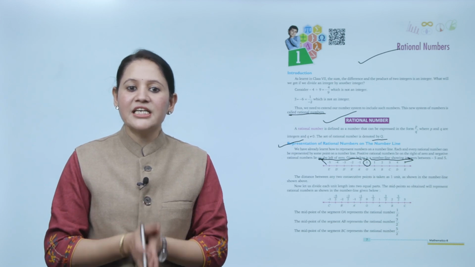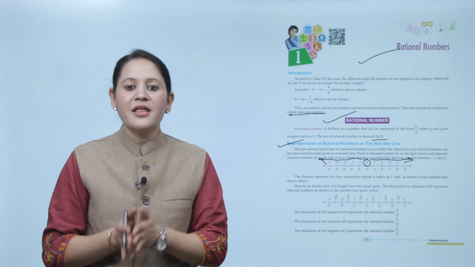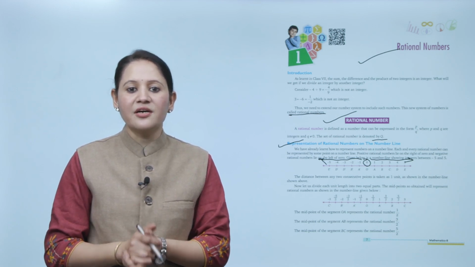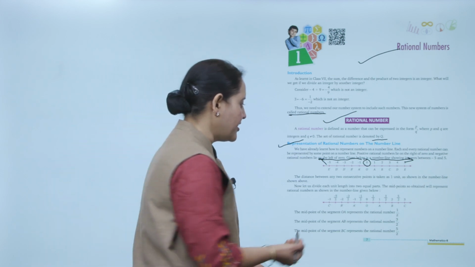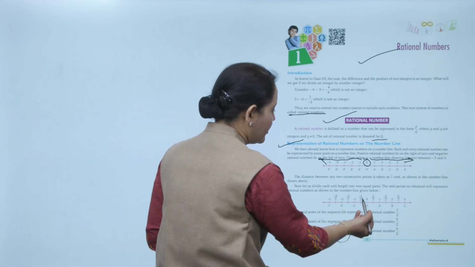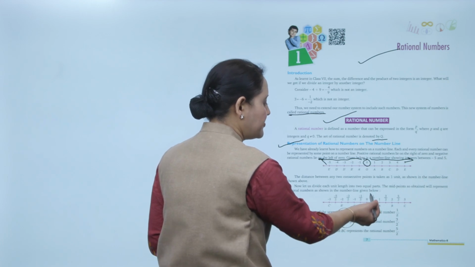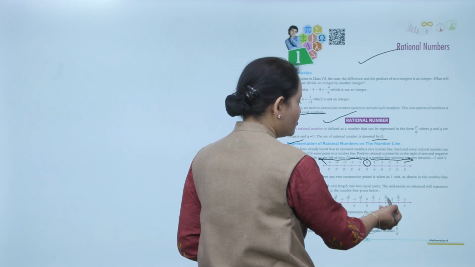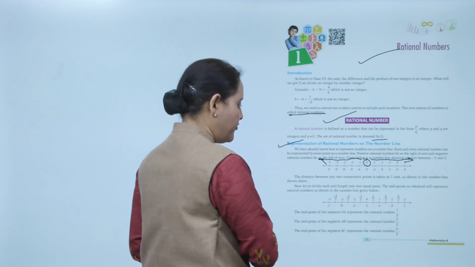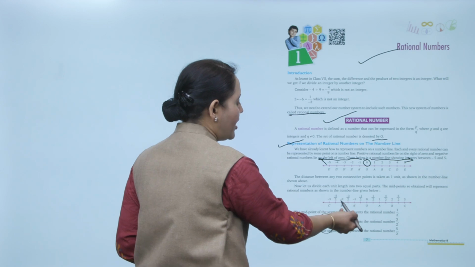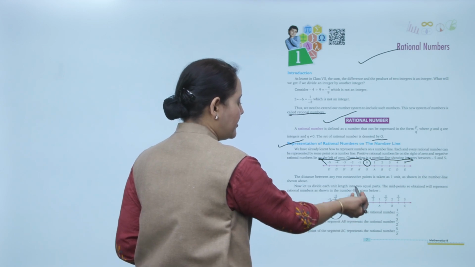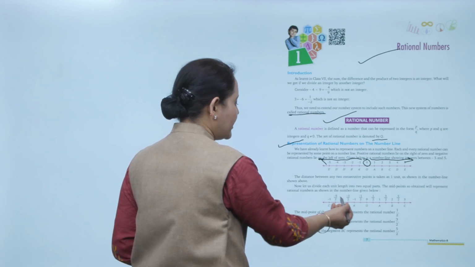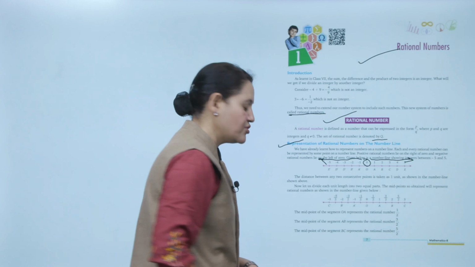Now let us divide each unit length into two equal parts. The midpoints so obtained will represent rational numbers as shown in the number line given below. Like here, it is 0. So, the point exactly between 0 and 1 will represent 1 by 2. Between 1 and 2, that is 3 by 2. Between 2 and 3, that is 5 by 2. If we move to the left, 0 और minus 1 के exactly middle में क्या हो जाएगा? Minus 1 by 2. Minus 1 and minus 2 के बीच minus 3 by 2. Minus 2 and minus 3 के बीच minus 5 by 2.